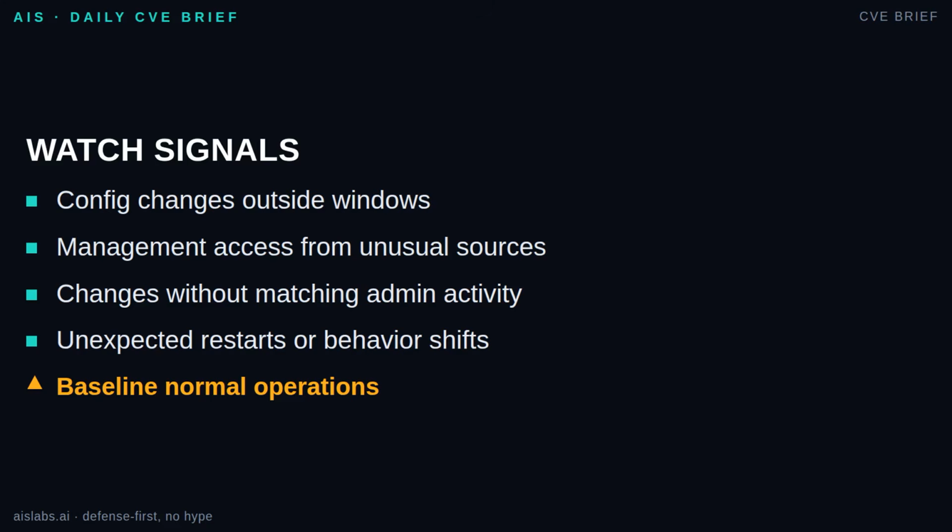Watch for unexpected device restarts, unexplained service behavior changes, or network behavior that no longer matches your intended configuration. If your logging stack supports it, correlate management access, authentication events, configuration changes, and network source information together. A single log line may not prove compromise, but a configuration change from an unusual source with no corresponding approved admin activity is exactly the kind of signal that deserves rapid investigation.